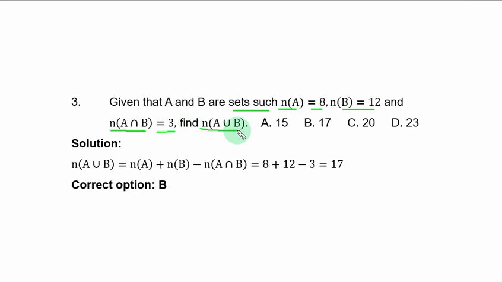In set theory notation, for two subsets, you obtain the union using this simple formula. Elements in set A, they are 8, plus elements in set B, you have 12, minus intersection, you have 3. If you add and subtract, you have 17. So B is the correct option.